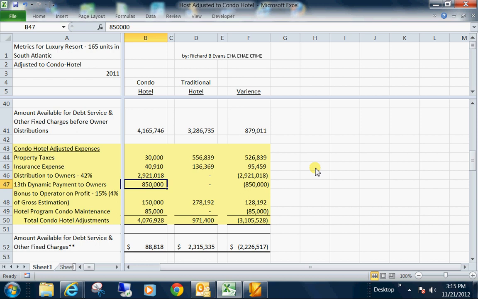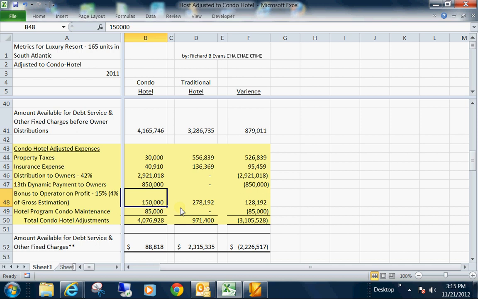That would be $850,000. Once again, that need not be paid to the traditional hotel owner. So there's a big benefit to the owners. As I've stated before, it is my belief that hotel operators should not receive a bonus unless they have proven results, and those proven results for me as an accountant are net income. They must arrive at net income.